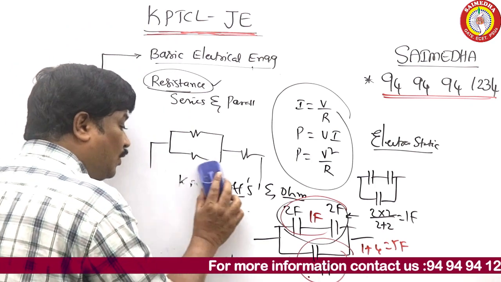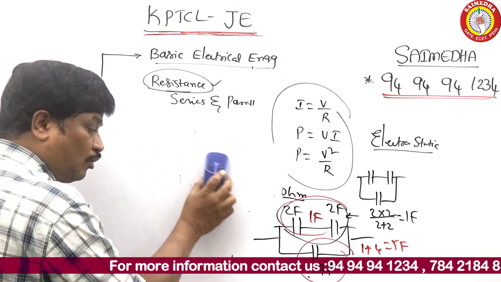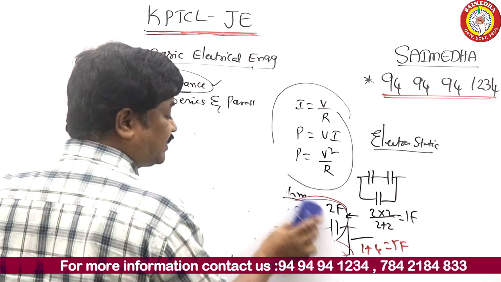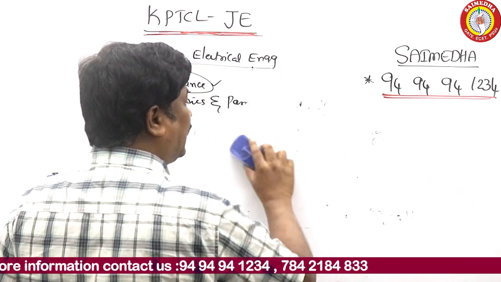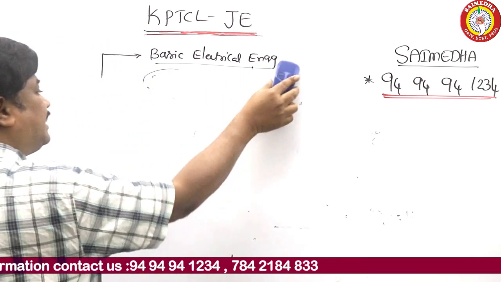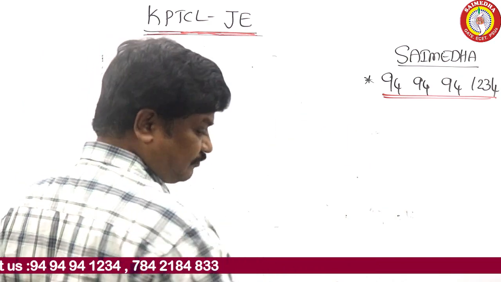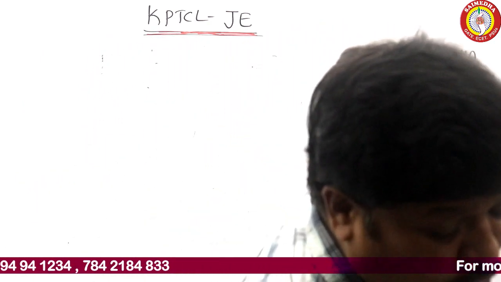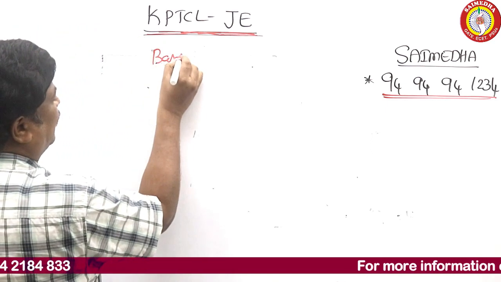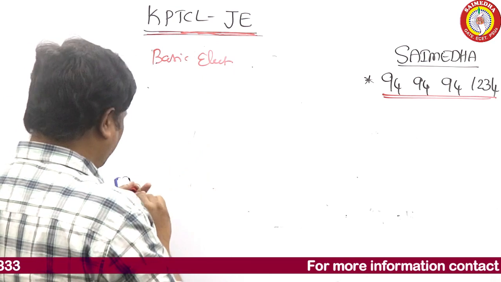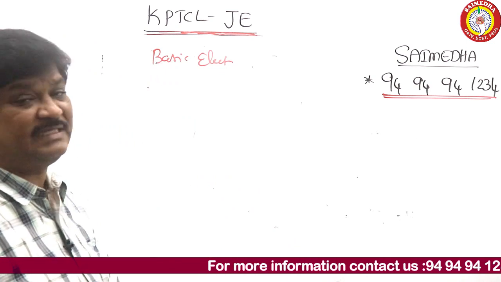And Fleming's left hand rule, Fleming's right hand rule, electromagnetism, we can get 2 to 3 questions from electromagnetism. Electrostatics, 1 question. And based on heat, there is 1 question. And one more important topic is batteries. From batteries, at least 2 questions you may expect. Batteries is also basic electrical engineering topic. Like that, these all come under DC fundamentals.